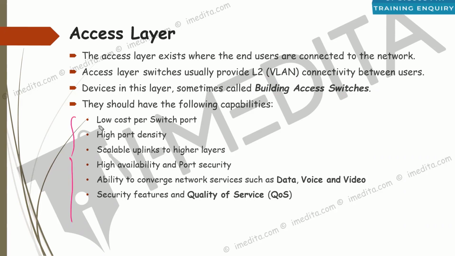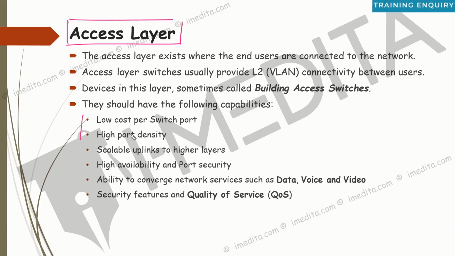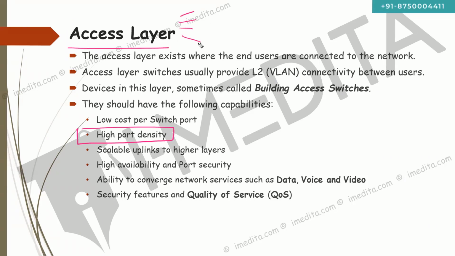First facility is what? Low cost per switch port, high port density. What do we mean by this? We mean that whatever device we connect at the access layer should have a lot of ports. Because at the end, from the access layer, end users are going to be connected, and end users can be 10 users, 20 users, 30 users, 50 users. So it says that these access layer devices should have a high port density.